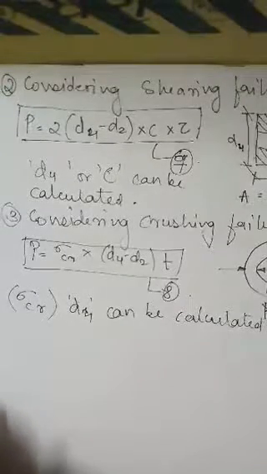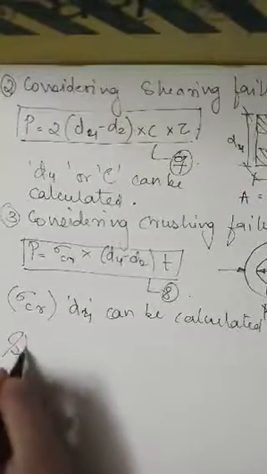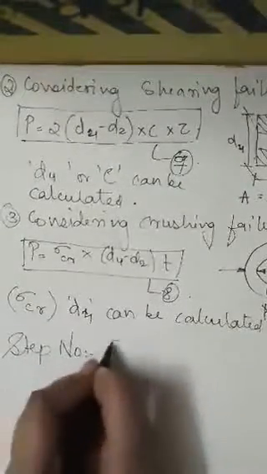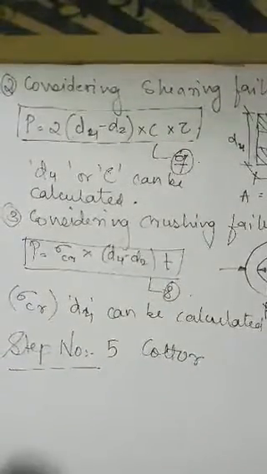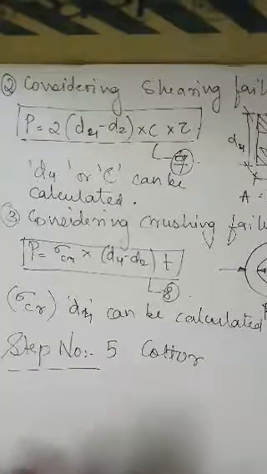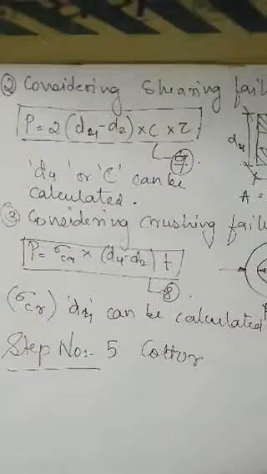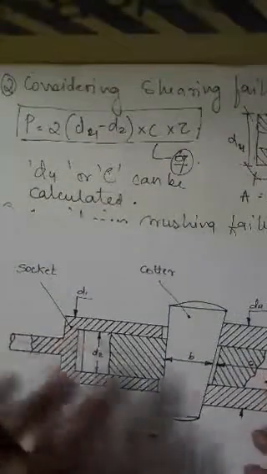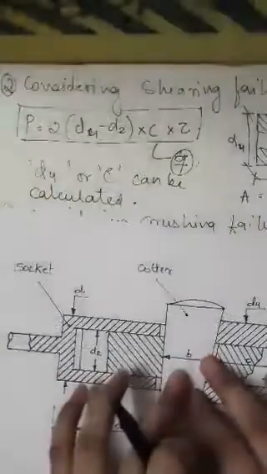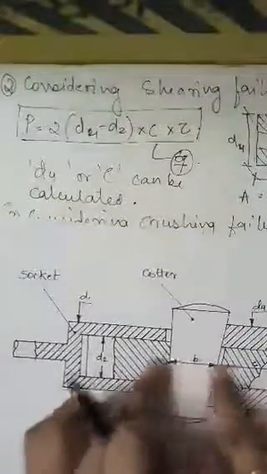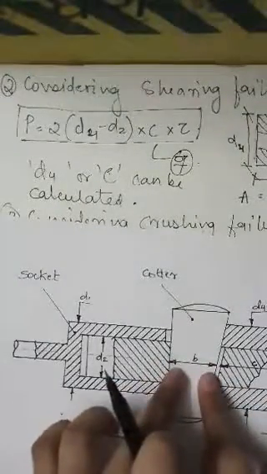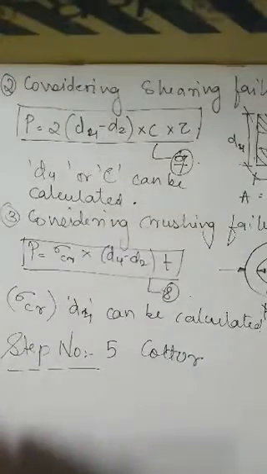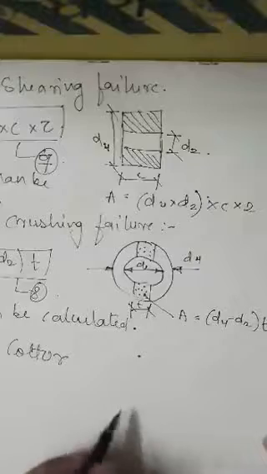Now step number 5, we will design the cotter. For the cotter, we will consider shearing failure. Why is that? Because the spigot and the socket will try to divide this cotter into 3 portions, 2 for the socket and 1 for the spigot, where B is its mean width. Now let us see how it will look.